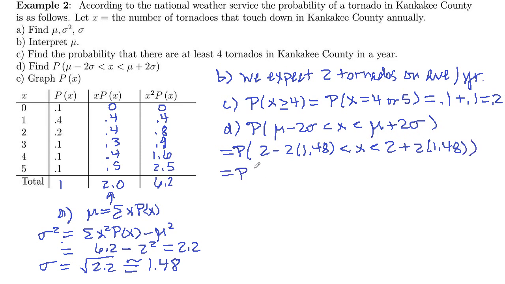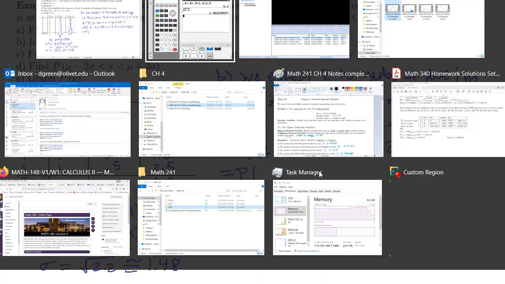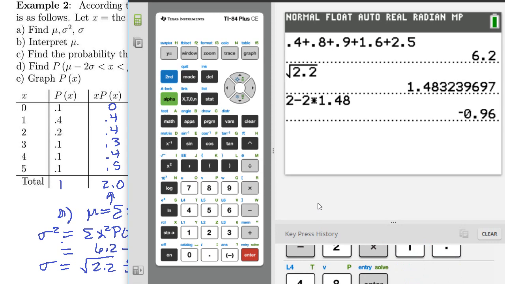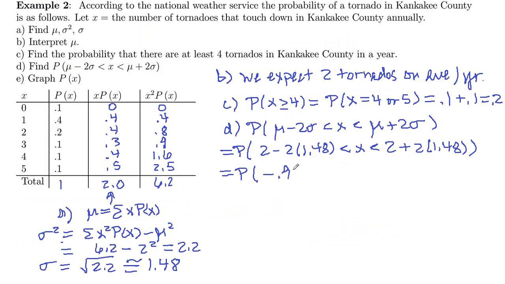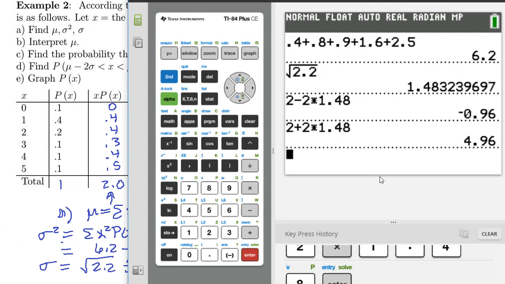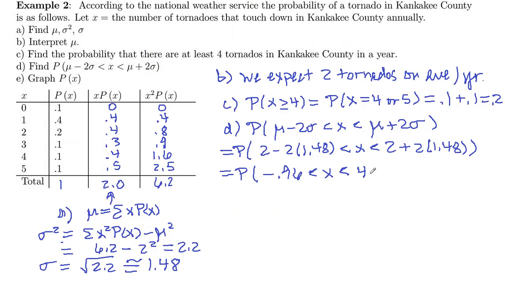So let's go ahead and figure those numbers. So 2 minus 2 times 1.48, negative 0.96. And then on the high side, 2 plus 2 times 1.48, 4.96. So that's finding the probability that x is between these two values. Well, all these values are greater than 0, and then we want the ones that are less than 4.96, which would be everything except 5.